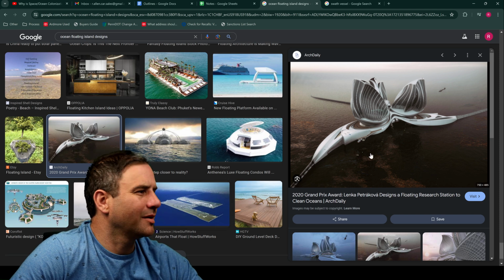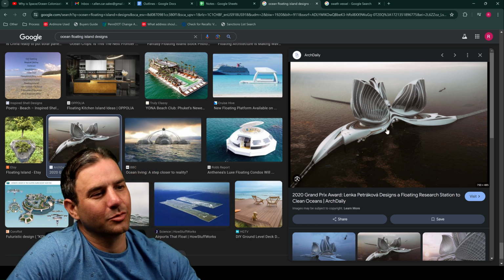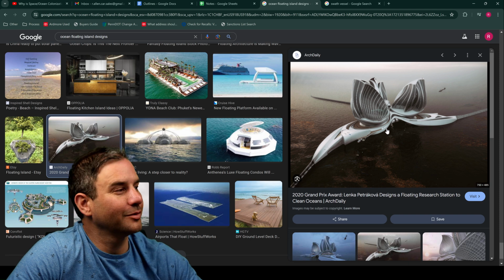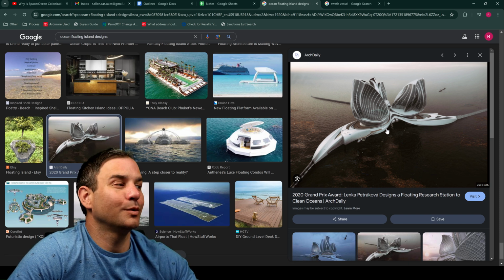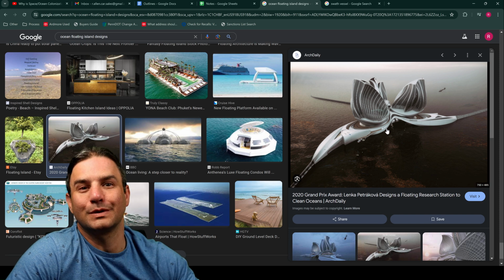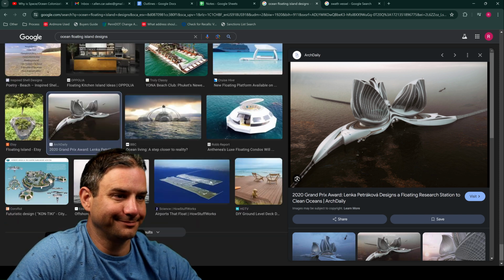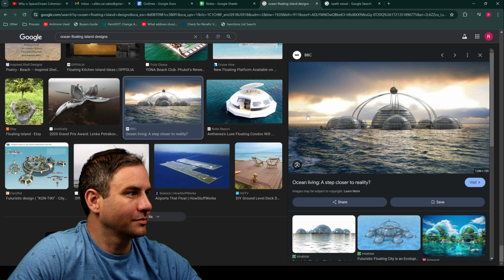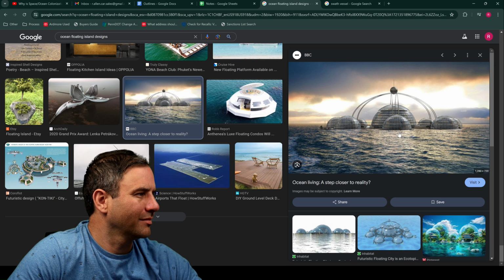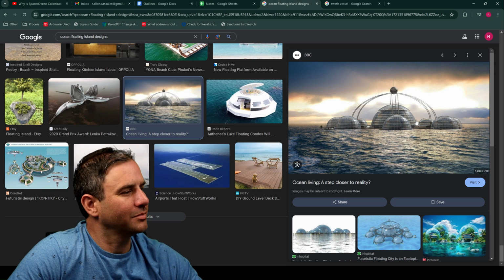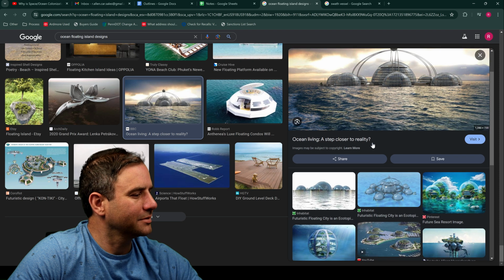Hmm. I'm not even sure what the purpose of this one is. I don't know why. Who would build that? Who would pay for that? What's the use of it? This one right here, I honestly just don't like this design.